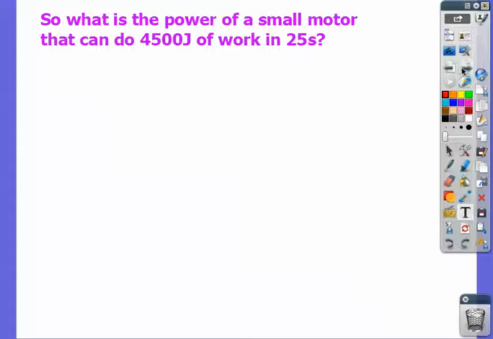All right, so assuming that you paused the video and completed this problem, this is a pretty straightforward question. Power is work, 4,500 joules, divided by time, 25 seconds. 4,500 joules divided by 25 seconds equates to 180 watts. That's how much power this small motor would be able to put forward.